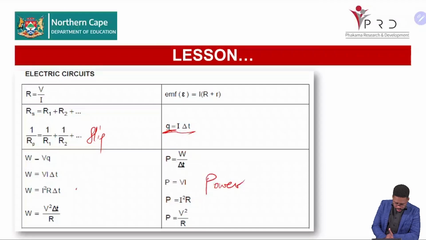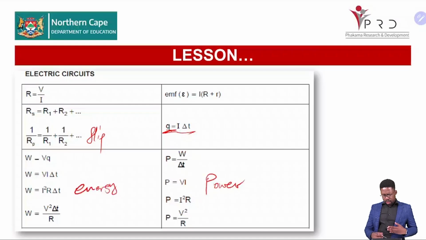And these are the energy formulas. As you look into them, power formulas and energy formulas, the only difference is very simple. The energy formulas are multiplied by time. So it's power multiplied by time. It is VI multiplied by time, I squared R multiplied by time, V squared over R multiplied by time.